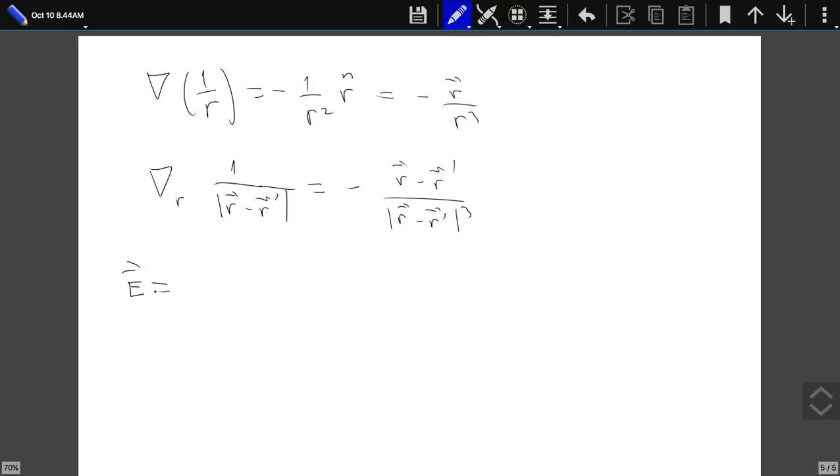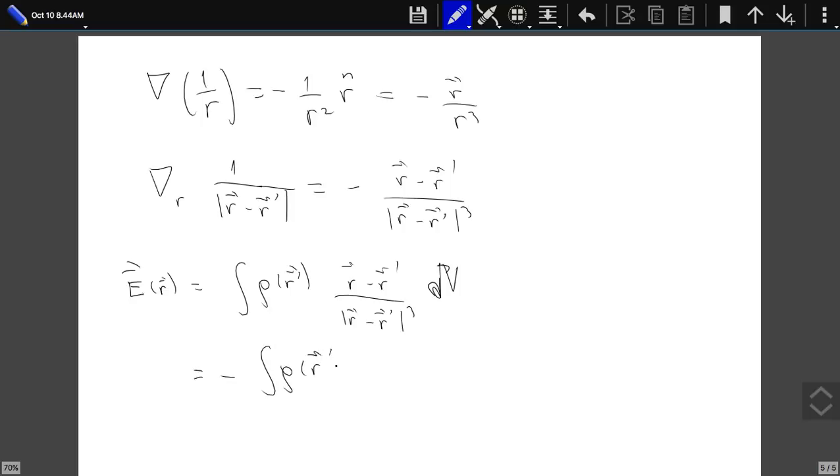Well, we know the electric field. We had written the electric field at the point r. This is equal to the integral of rho of r prime, the density at r prime, times (r minus r prime) divided by the magnitude of r minus r prime cubed, dv, integration over the volume. So we can write that thing as a gradient with respect to the coordinate r: minus the gradient with respect to r of the integral of rho of r prime over the magnitude of r minus r prime.